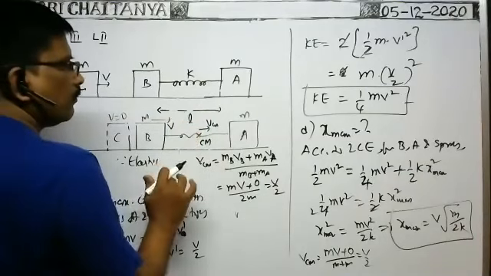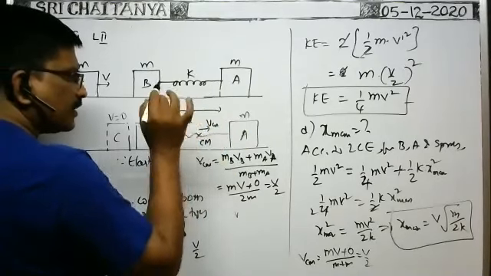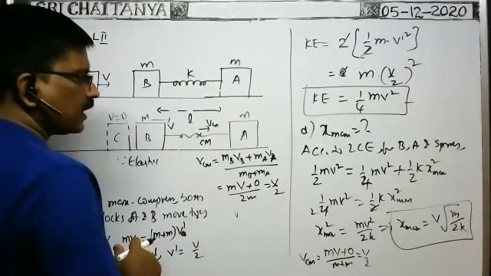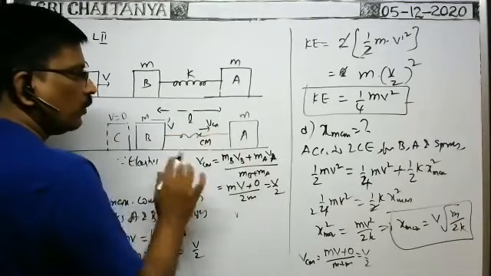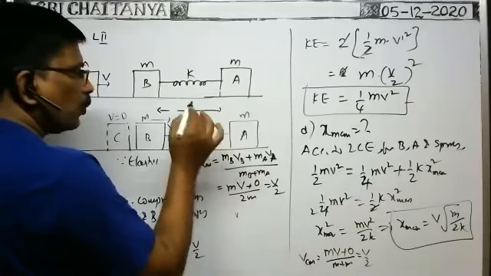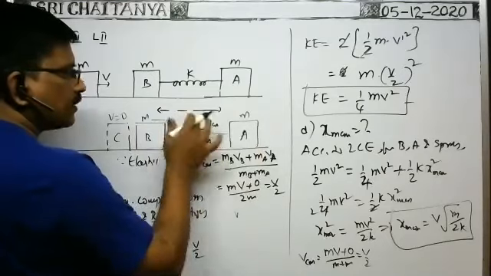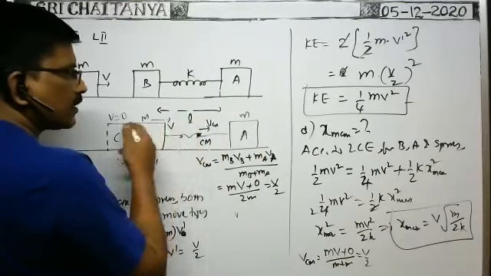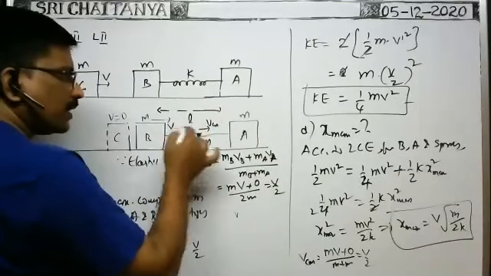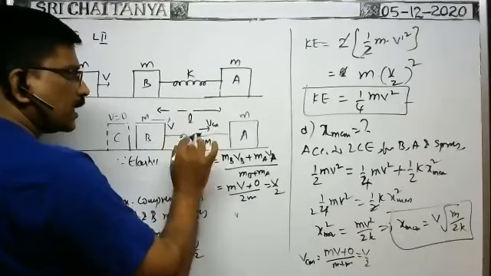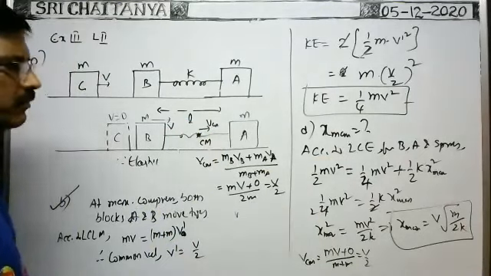As the two blocks have the same masses, the center of mass is exactly at the midpoint of the two. About the center of mass, these two blocks oscillate like this. About the center of mass, the two blocks execute oscillations, and at the same time the center of mass travels in the forward direction with a velocity v by 2.